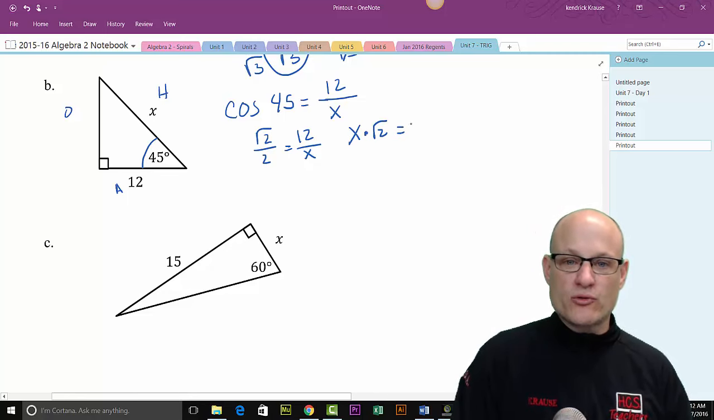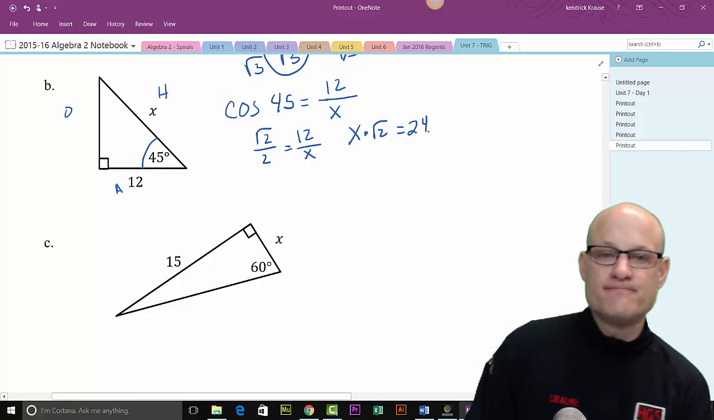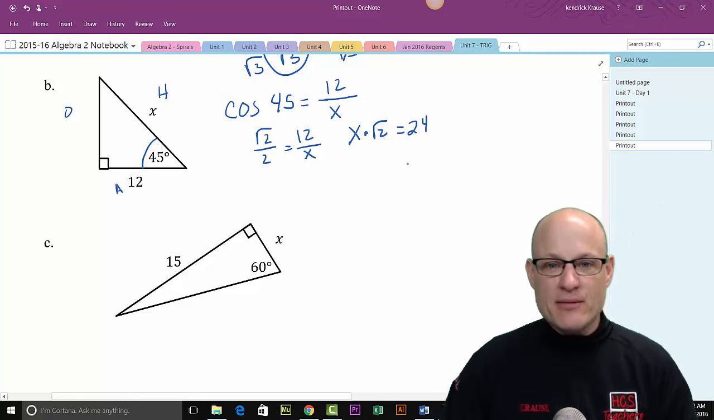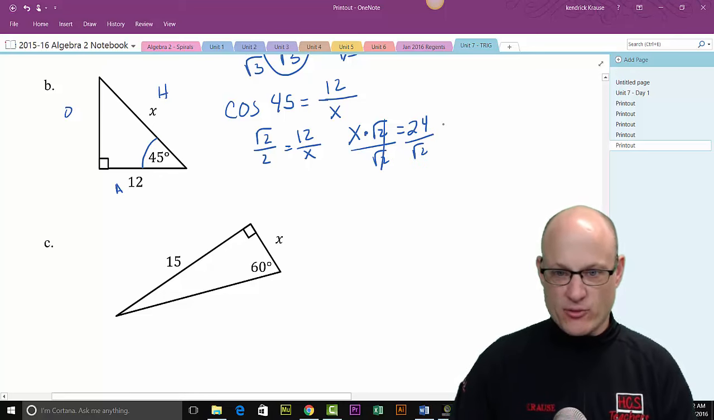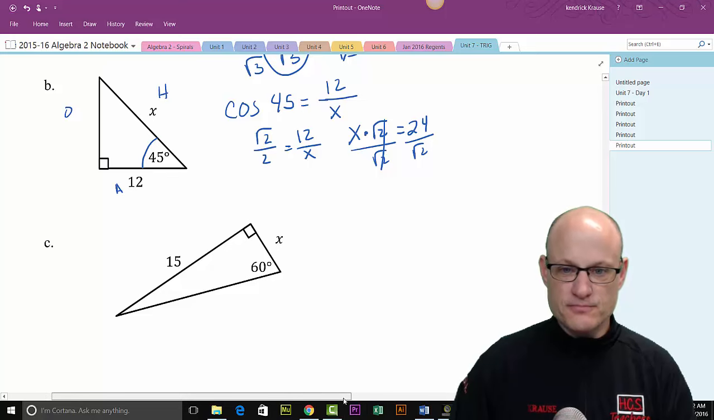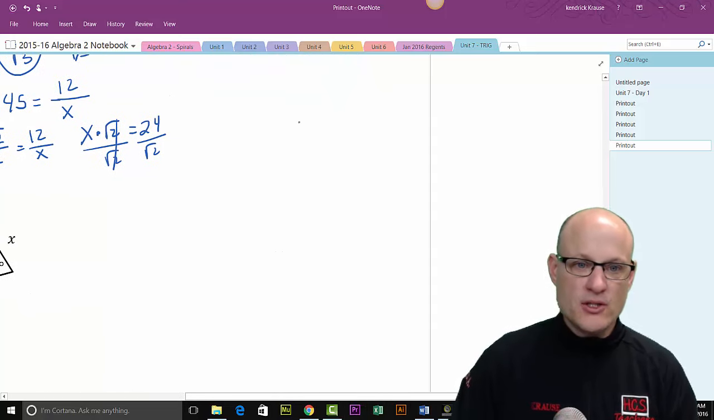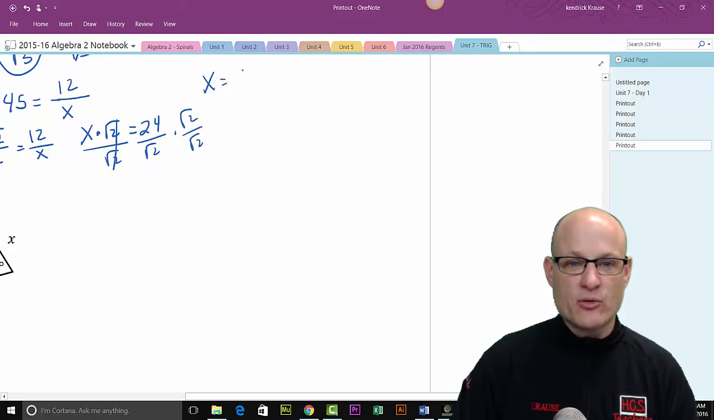I'm going to divide by radical 2. And I just have to rationalize this. So I'm going to multiply by radical 2 over radical 2. And I end up getting x equals 24 radical 2 over 2, which is really equal to 12 radical 2. There's your answer, kids.